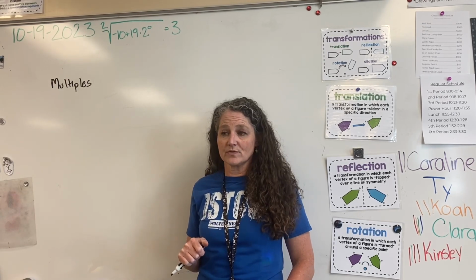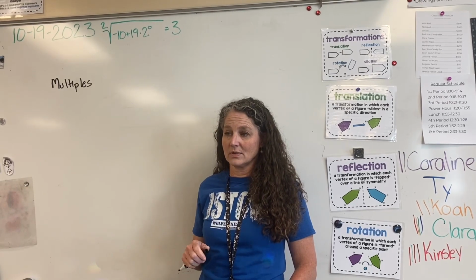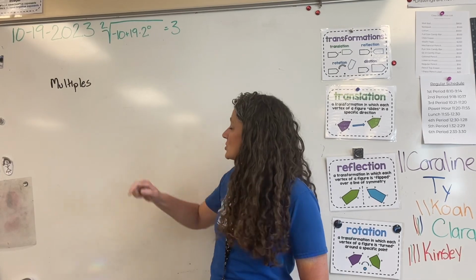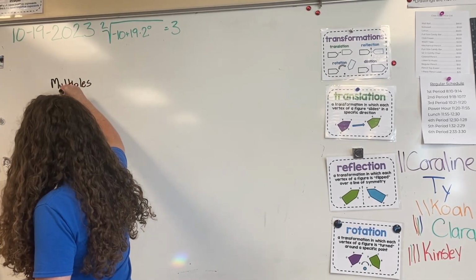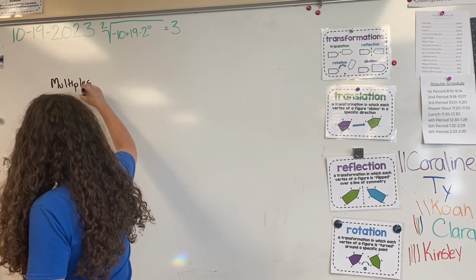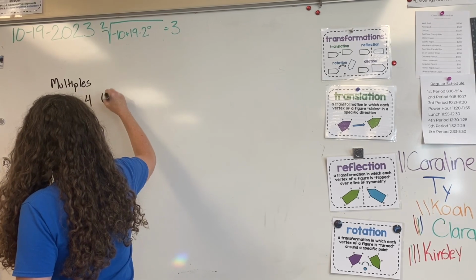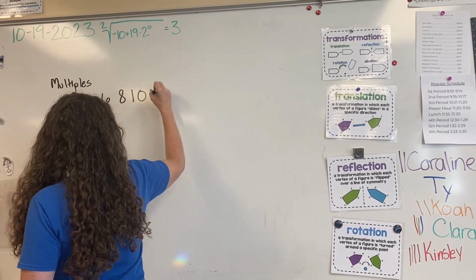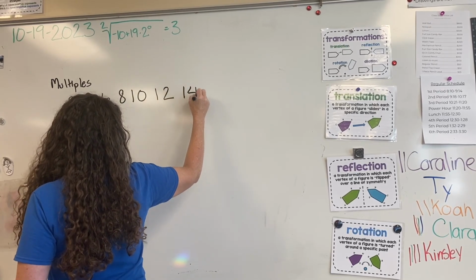Is 1 a multiple of 2? Is 2 a multiple of 1? So 2 can be a multiple of 1, but 1 isn't a multiple of 2. So what are the multiples of 2? What's 2 times 1? 2. 2 times 2? 4. 2 times 3? 6. We're just counting by 2s, right? These are all the multiples of 2.